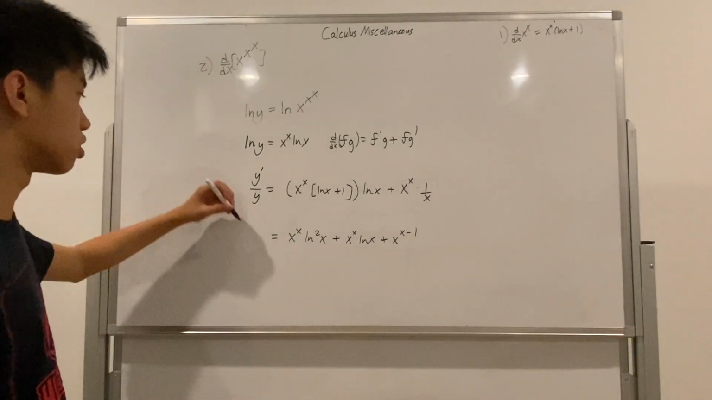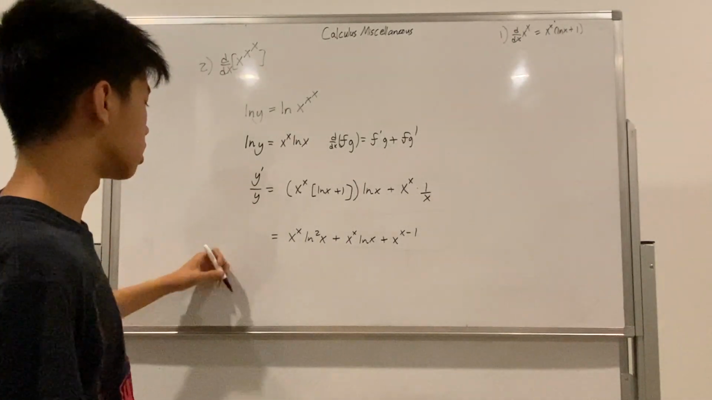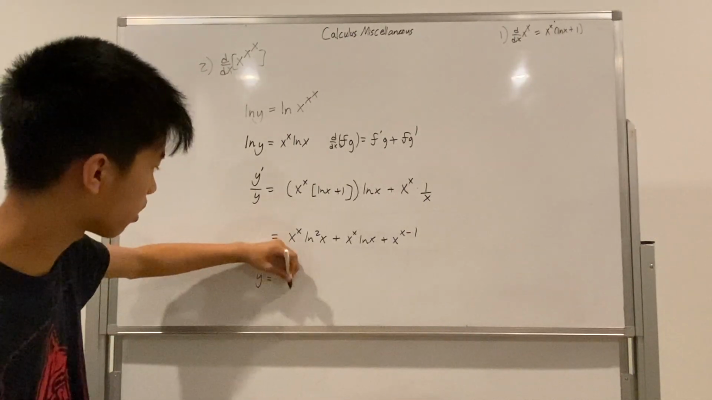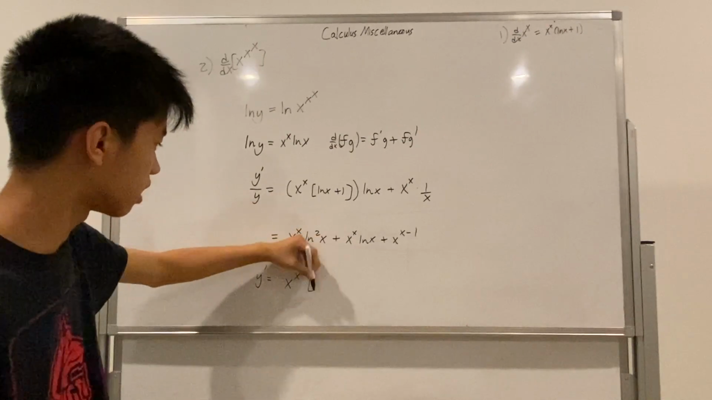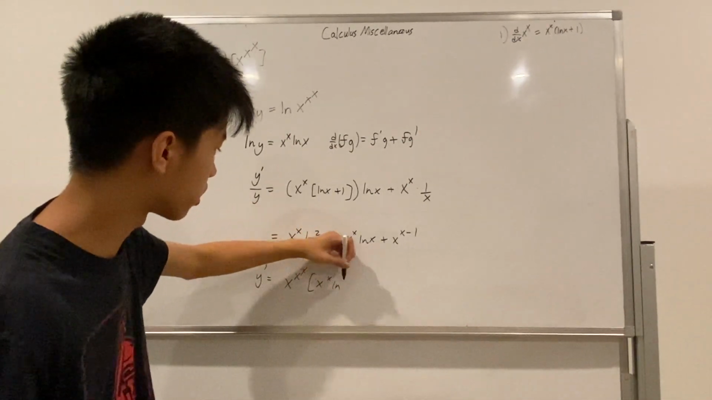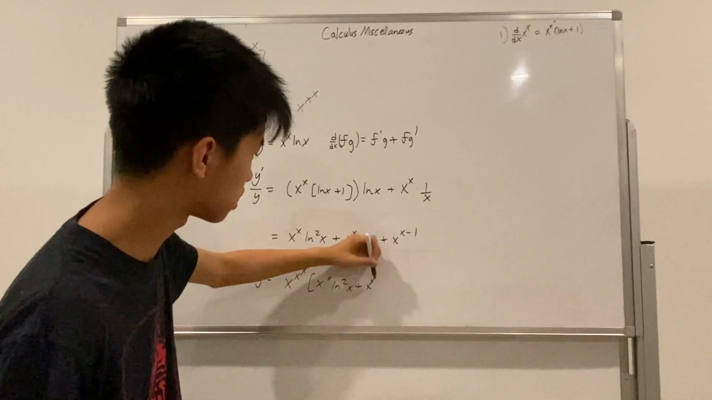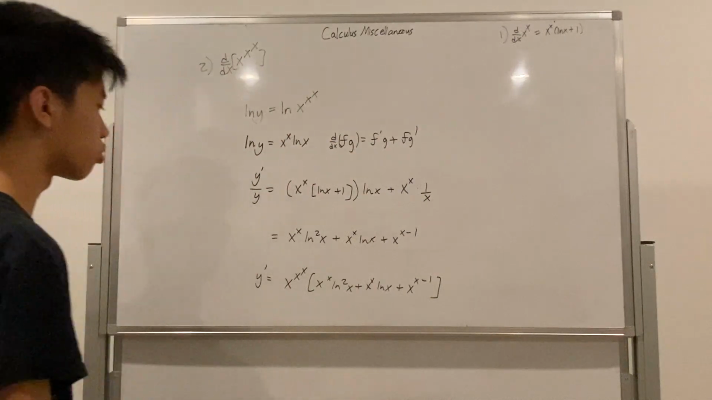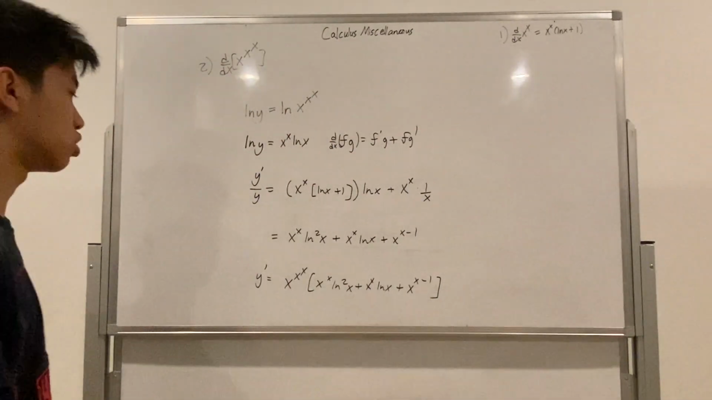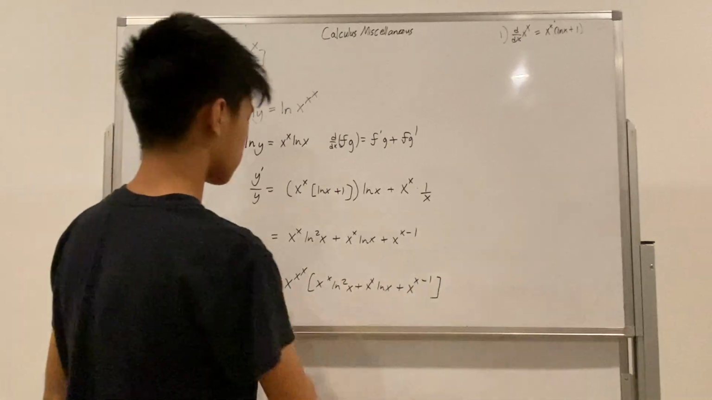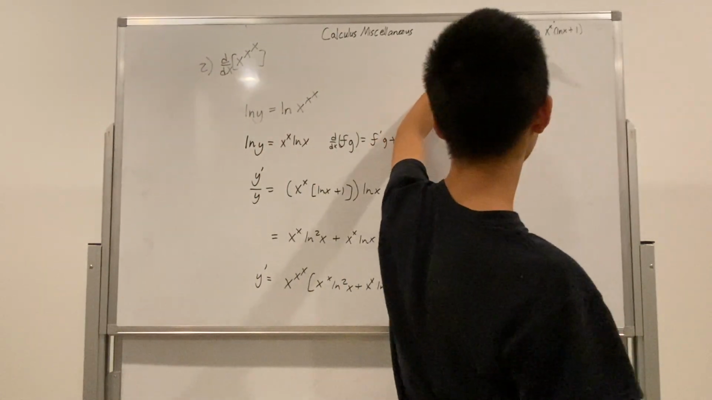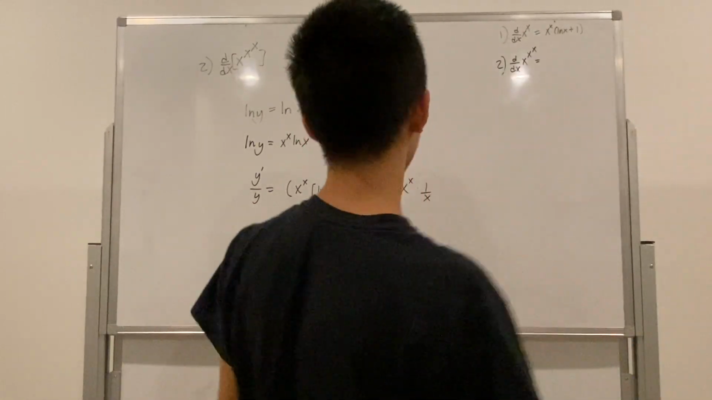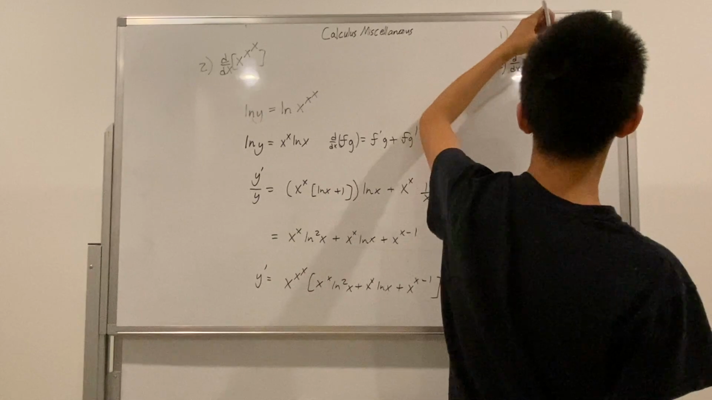But we're not done yet. We still have to multiply both sides by y. So after multiplying by y, which is x to the x to the x power, we get x to the x to the x times (x to the x ln squared x plus x to the x ln x plus x to the x minus 1). And we're pretty much done. You could simplify it out, but too much effort. Now, let me just put that up here on the board. So we have a result for the next problem that we're going to do.